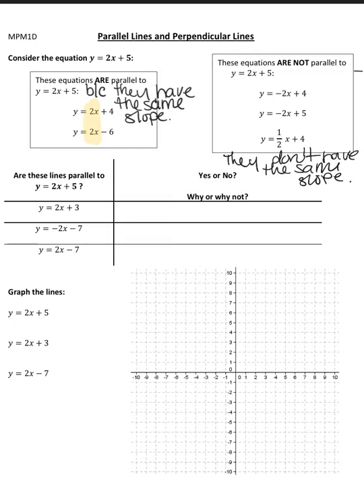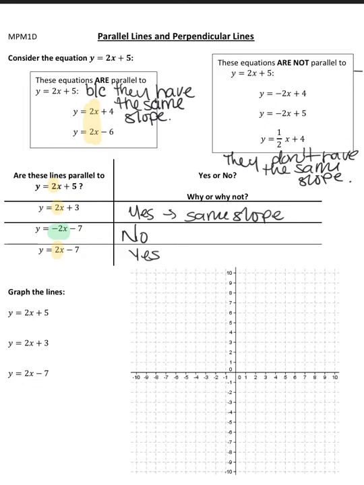So if I was going through this chart and I want to know if these lines are parallel to y equals 2x plus 5: if I'm looking at y equals 2x plus 3, well, that 2x is the same, so yes, same slope. If I'm looking at negative 2x minus 7, that's not the same. No, because the slopes are different. And 2x minus 7, yes, again, because of the same slope. So again, it all has to do with this number here. You see how these are the exact same in that equation, but negative 2x is different, so that's not the same, okay?